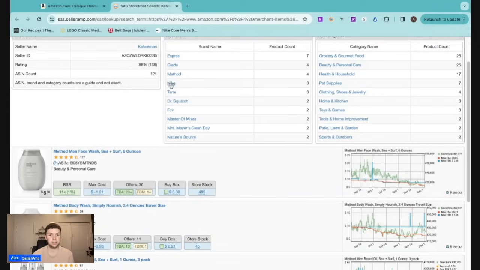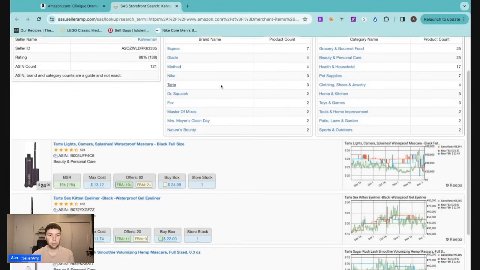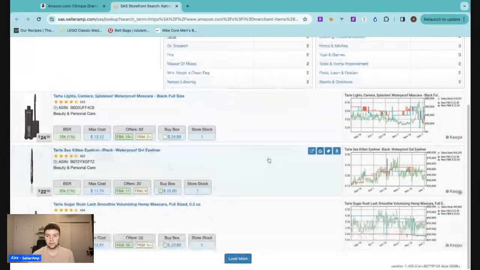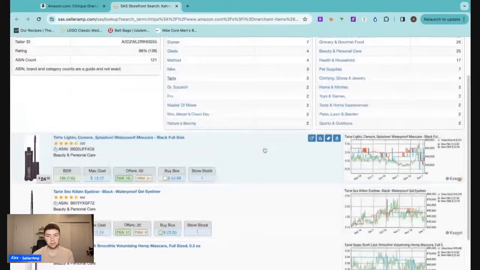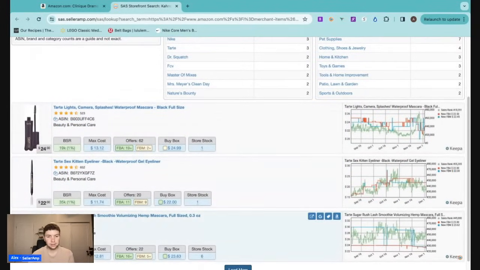So we see Nike. Obviously, Nike is kind of a household name in the online arbitrage space. But let's look at some of these other ones here. We have Tarte. And again, this storefront doesn't have a ton of products, but we'll look at one or two other storefronts before we go on to the next step. So we can see that Tarte here. We can see that there's 50K rank, 35K, 19. So it's actually a pretty fast moving product as well. So this brand seems to be okay. You can see if they have any more products. Again, 3 isn't a great sample size.